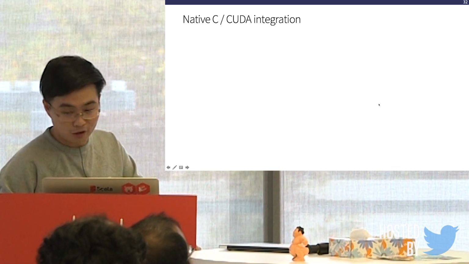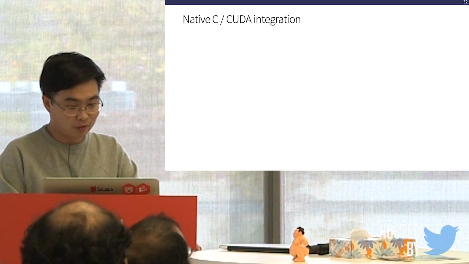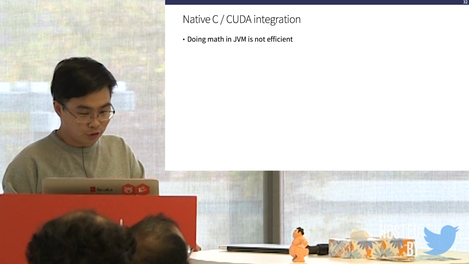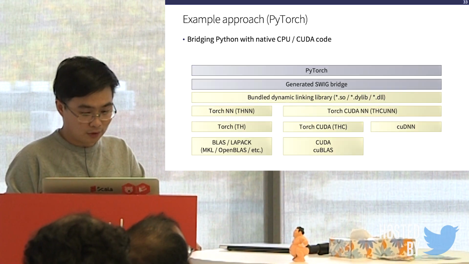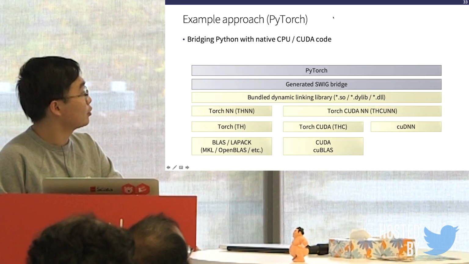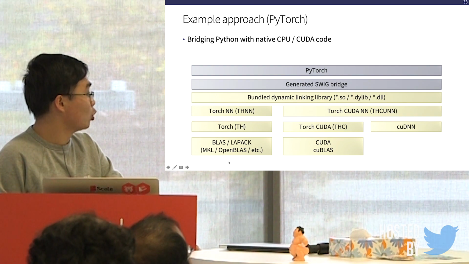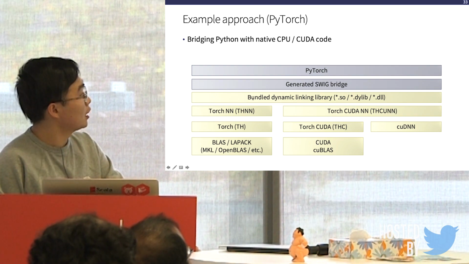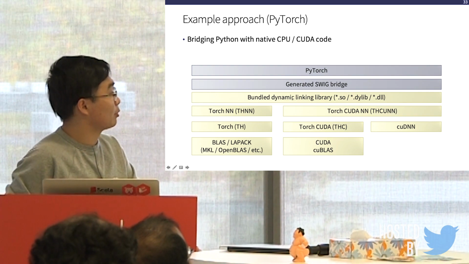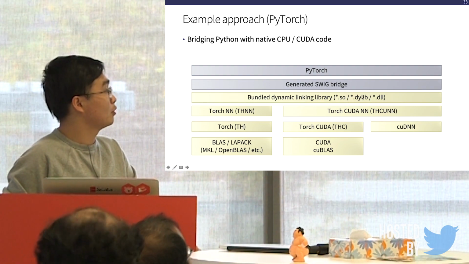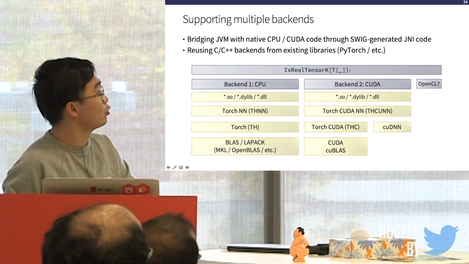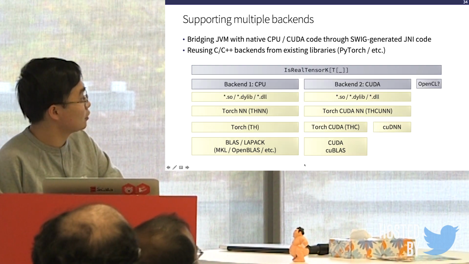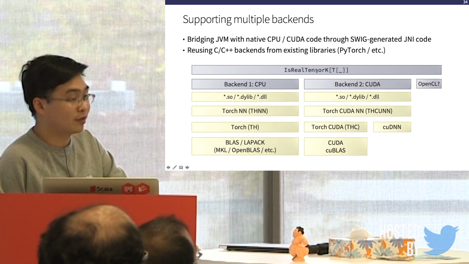Okay, let's be fast. That's not enough time now. So we're going to do a native C and CUDA integration. Like this. So this is PyTorch. PyTorch uses MKL, OpenBLAS and CUDA underneath, and then generates a bundled dynamic library, like dylib or SO in Linux and Mac. So we generate a bridge to Python. We plan to do the same in Scala.